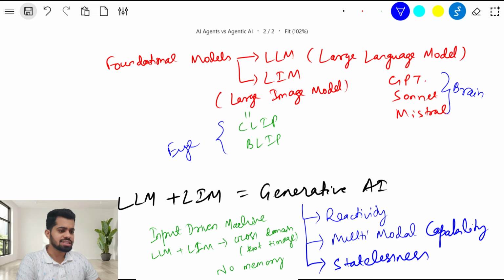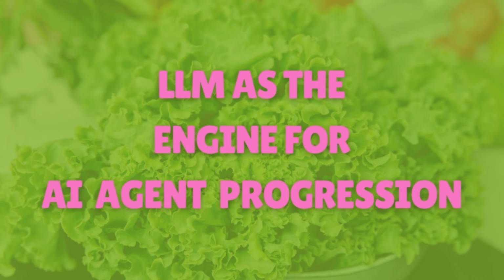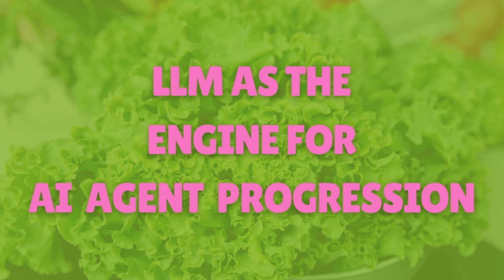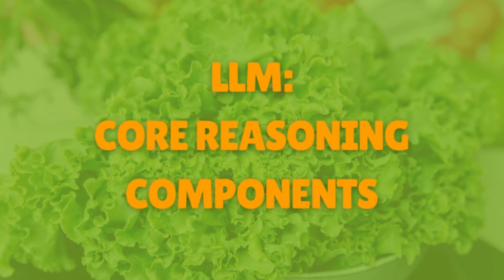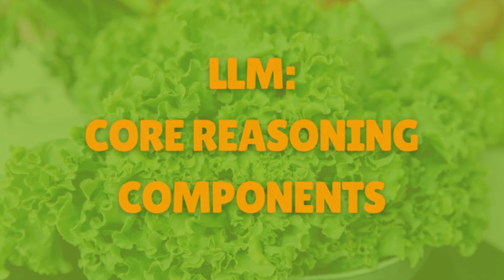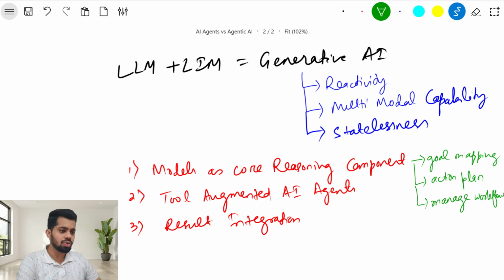Now, these language models act as the engine for AI agent processes. Here is how it works. Let's break it into three layers. The LLM is the core reasoning component, the first layer. Think of large language models as the brain of the agent. They don't just interpret user goals, they also map out possible actions and plans, make strategies that make the most sense, and manage multi-step workflows. On their own, they are very powerful, but paired with tools, they become more capable.